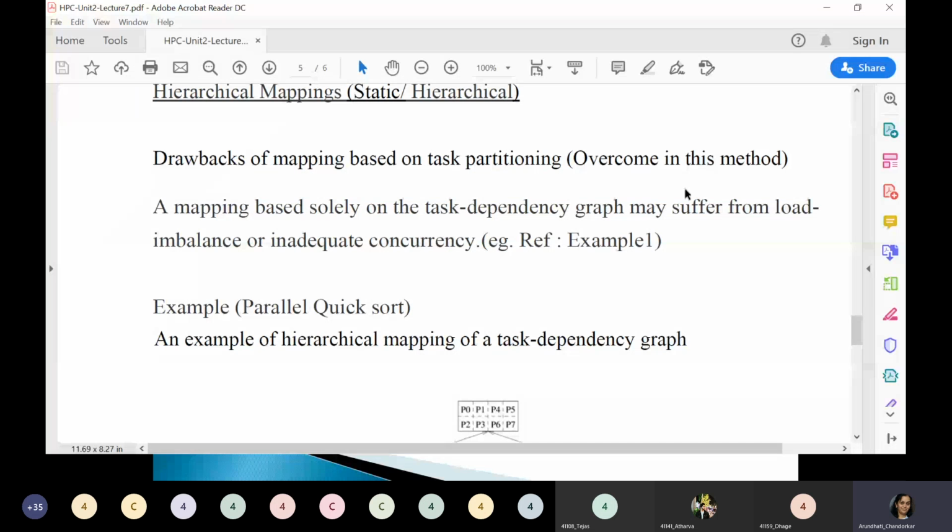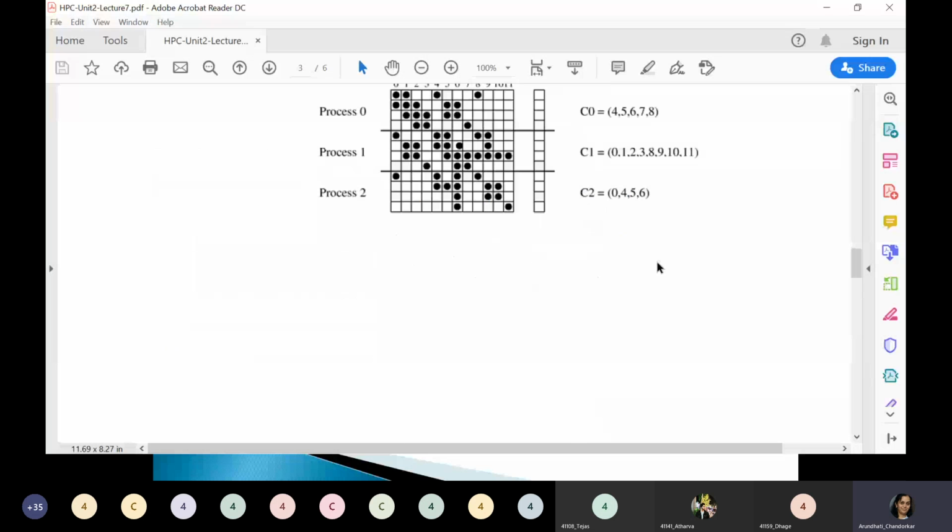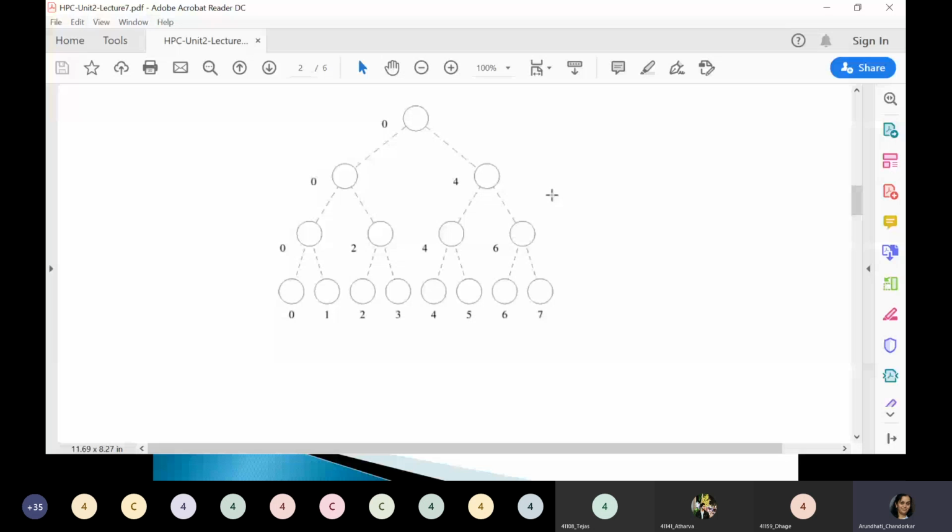How? A mapping based solely on the task dependency graph may suffer from load imbalance or inadequate concurrency. Again, I will read: mapping based purely on task dependency graph, like just now we had seen, may suffer from load imbalance or inadequate concurrency. How? Again, we will go to that example here. This is totally based on the task dependency graph, to find the minimum in an array. So what is the load imbalance and how is the concurrency poor?